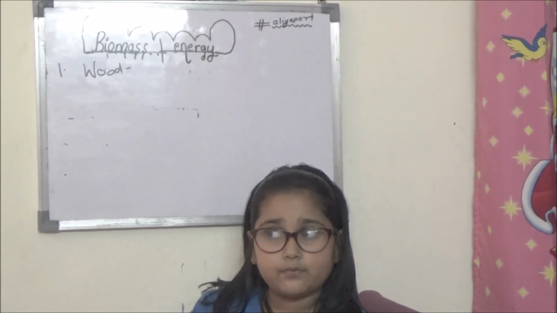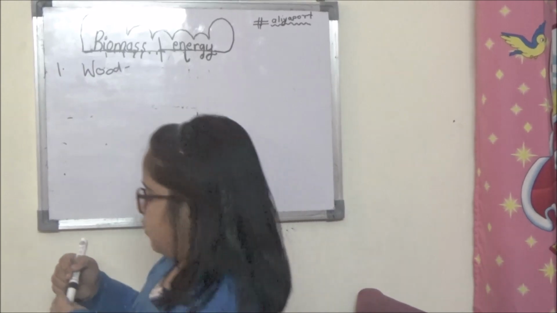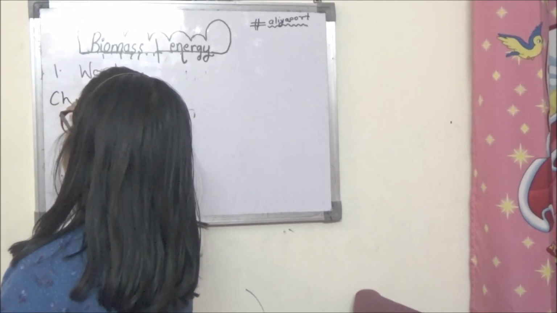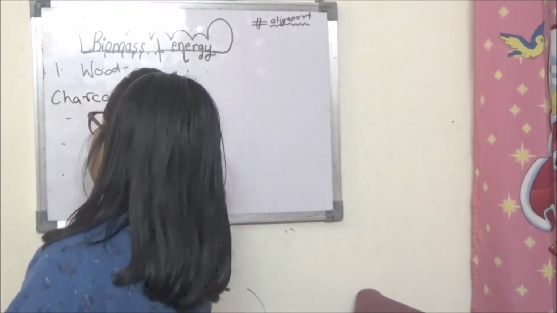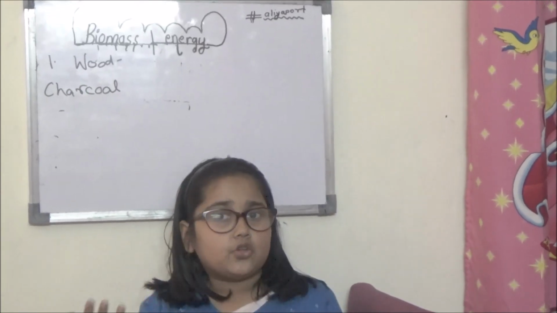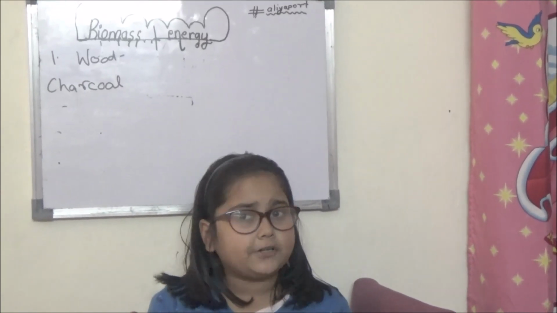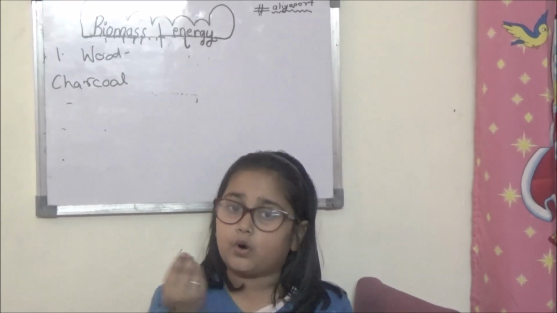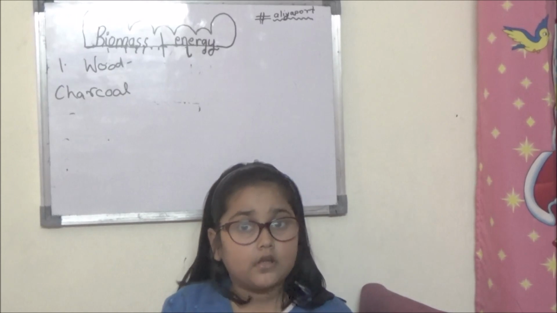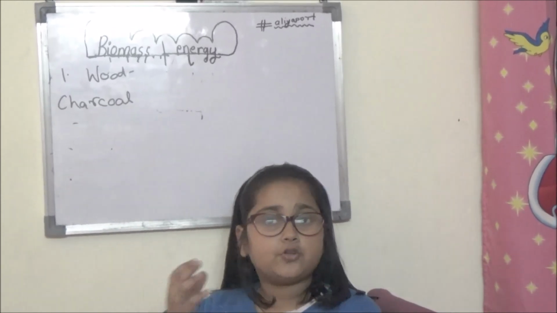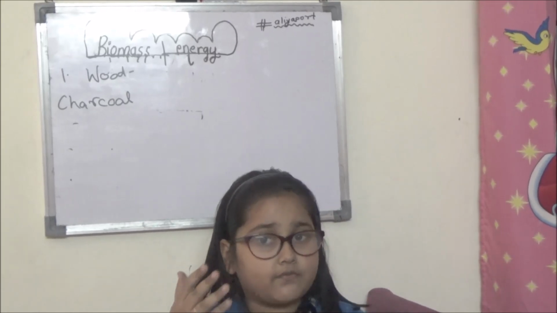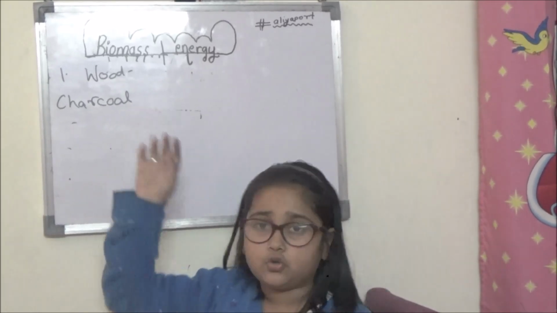So if you want a better fuel, then we can also use charcoal. This also we obtain from wood only. When we burn wood in a limited supply of air, that is oxygen, all the water and other volatile substances are removed, and what is left? A black substance. That black substance is the charcoal. Charcoal, when burnt, produces less pollution and it has a high calorific value. So it's a better fuel as compared to wood.